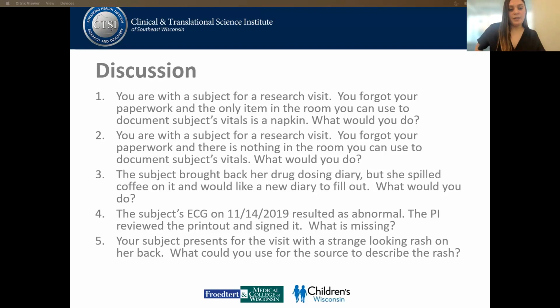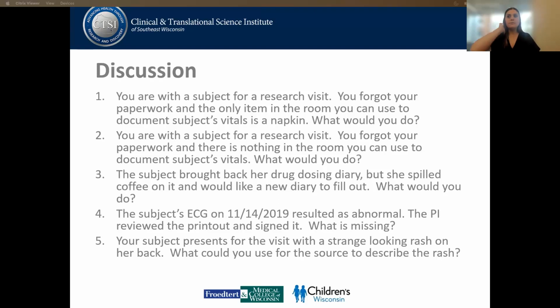So number 3, the subject brought back her drug dosing diary, but she spilled coffee on it and would like a new diary to fill out. What would you do in that situation? Keep the original one, and then make a note to file. I don't know if you can write in that diary itself, but note to file that.